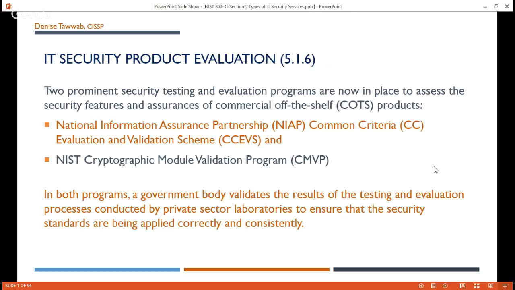In both of those programs, there's a federal body that validates the results of the test and the evaluation processes that are conducted by these private sector labs to ensure that the security standards of a certain product are being applied correctly and consistently.